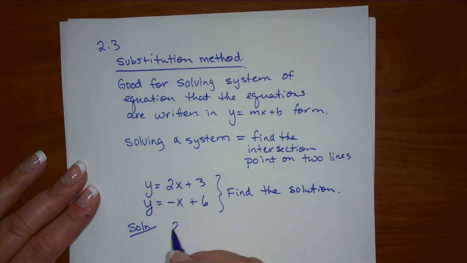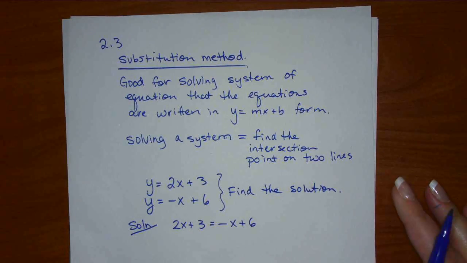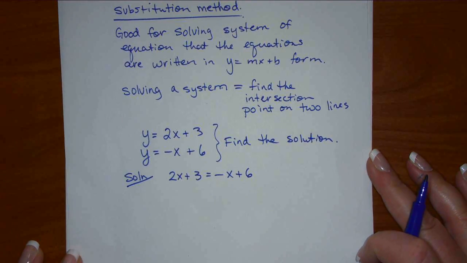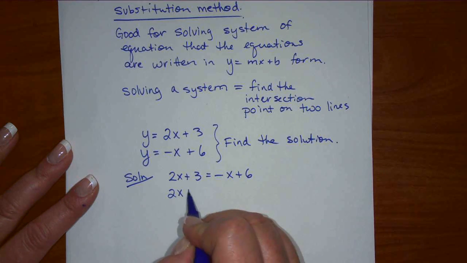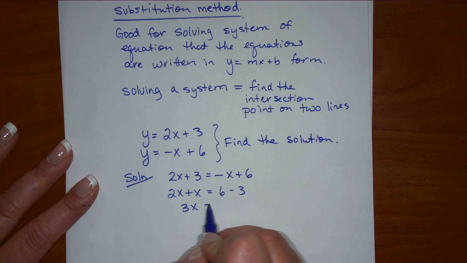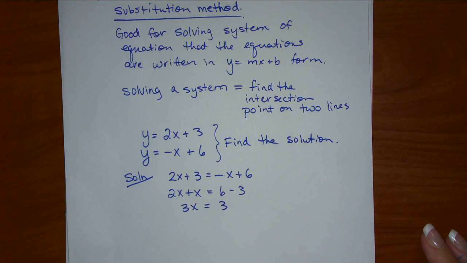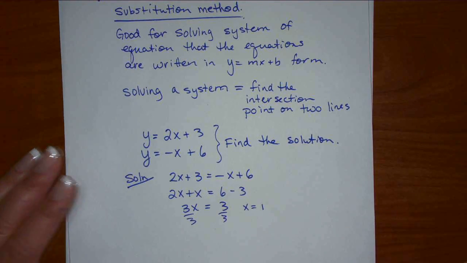So you set them equal to each other, and you just solve for x. So if we move that x over and the 3 over, what do we get? Divide both sides by 3. So x is 1.